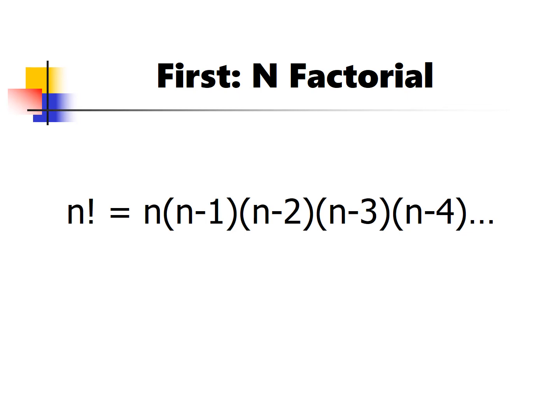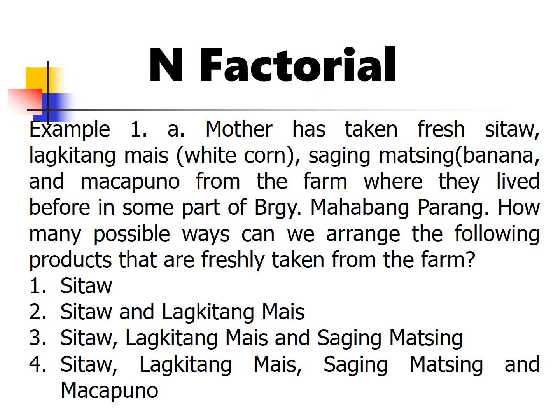So, n factorial, if expanded, is equal to n times n minus 1 times n minus 2 times n minus 3 times n minus 4, and so on. Example, a mother has taken fresh sitaw, lakitang mais, o yung tinatawag na white corn, saging matching, and makapuno from the farm where they live before in some part of Barangay Mahabang Parang. How many possible ways can be arranged the following products that are freshly taken from the farm?